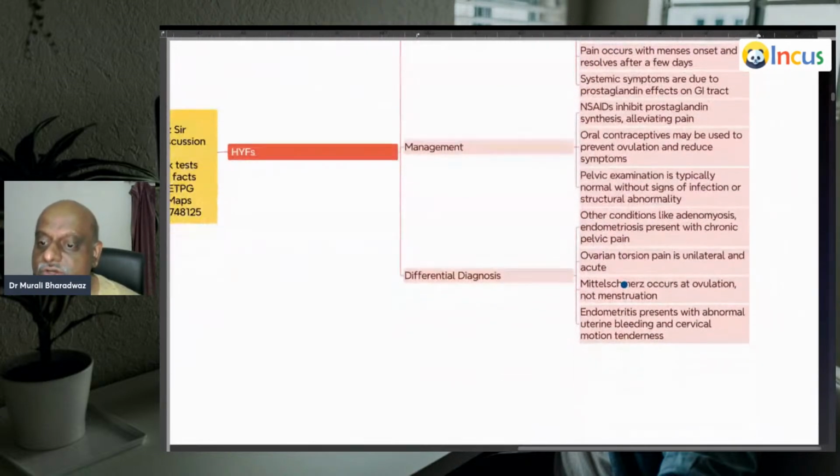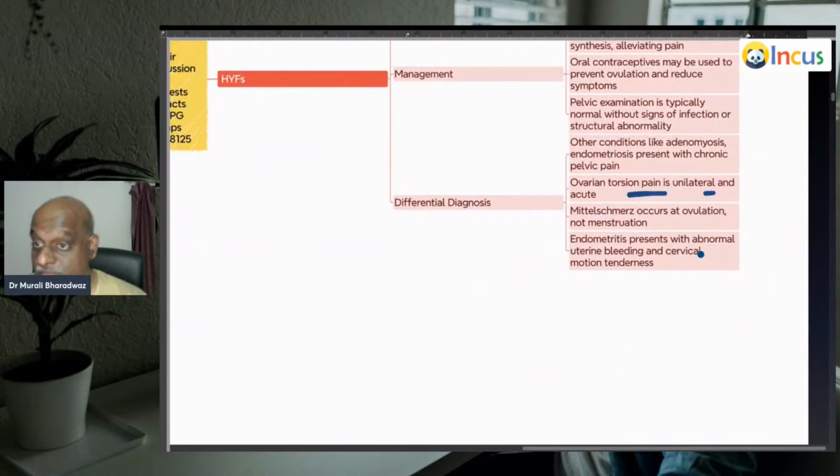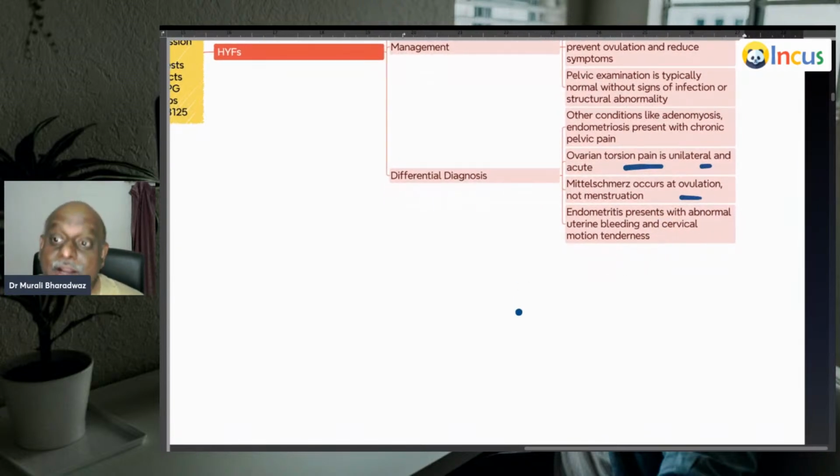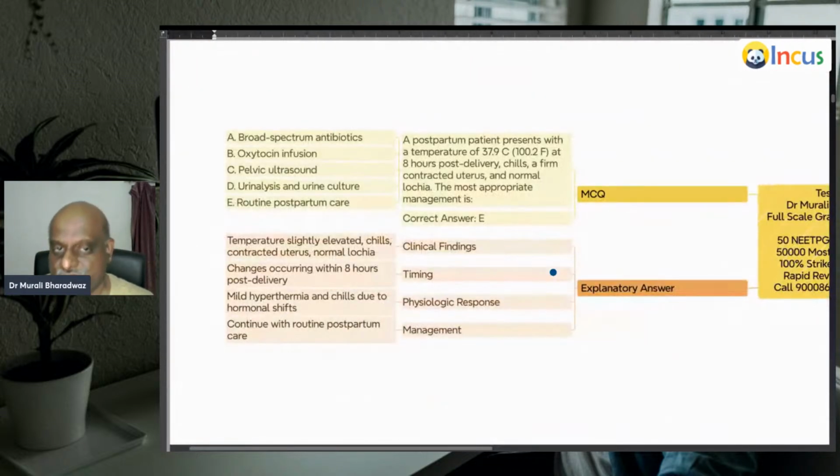That is the reason you should know ovarian torsion pain is unilateral and acute. Mittelschmerz occurs at ovulation, not before menstruation. Endometriosis, abnormal uterine bleeding, cervical motion tenderness, they will all be there in the history.